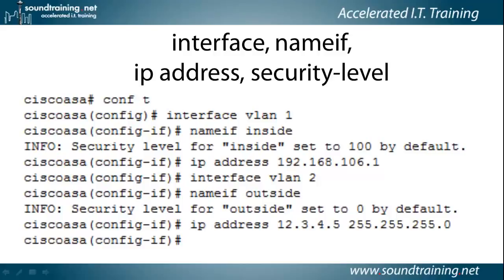Now you'll notice here I gave it the IP address of 12.3.4.5, and I had to explicitly provide the 24-bit mask of 255.255.255.0 because the 12 network is a Class A, so it would automatically assign it an 8-bit mask. I don't want to do that, so that's why I had to explicitly provide it.